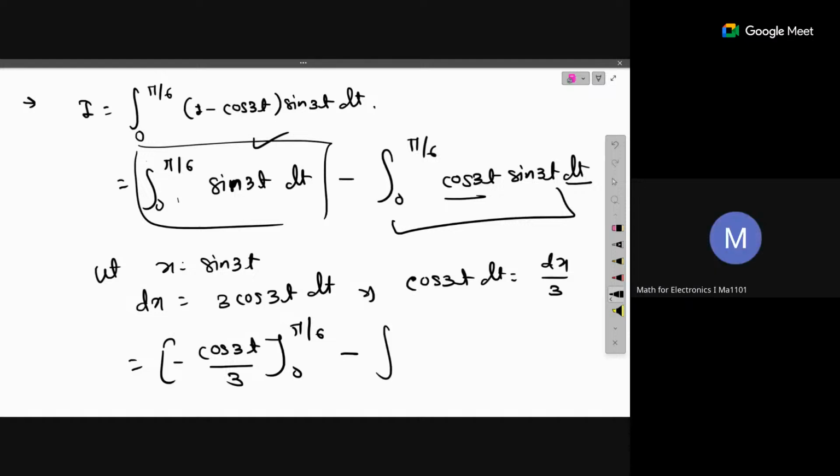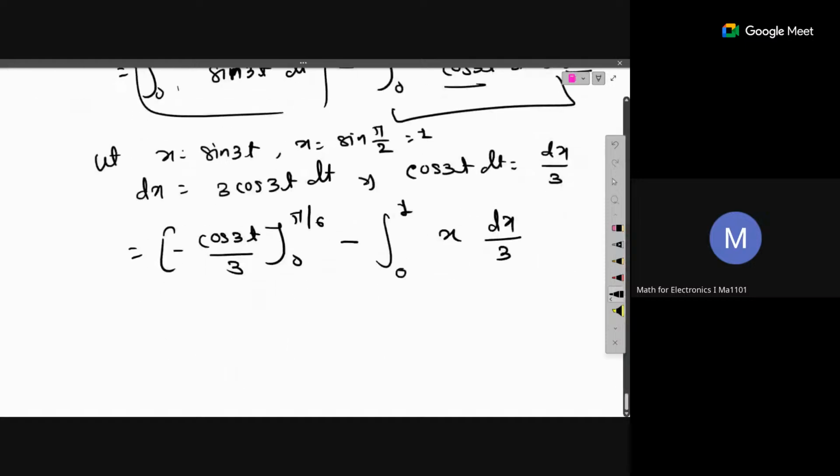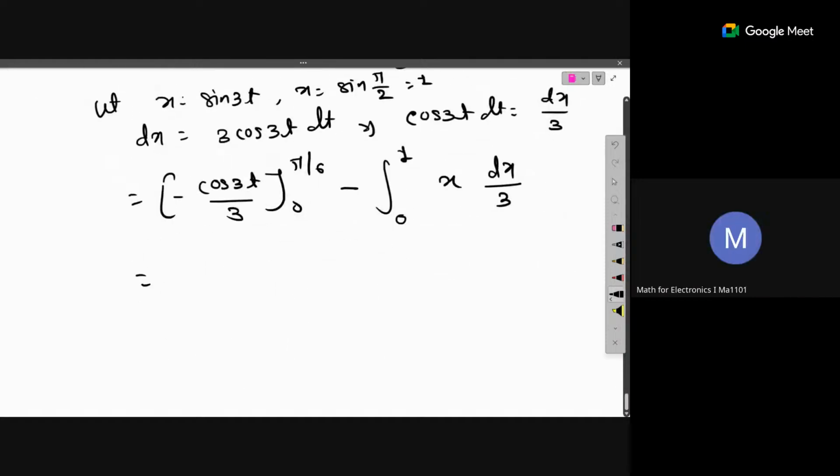Now you have to change the limits too. If t equals 0, x equals sine of 0, which is 0. And if t equals pi by 6, x equals sine of 3 into pi by 6, which is sine of pi by 2, and that is 1. So the limit will change from 0 to 1. And cos 3t dt will change to dx by 3, and in place of sine 3t we just have x. Correct?